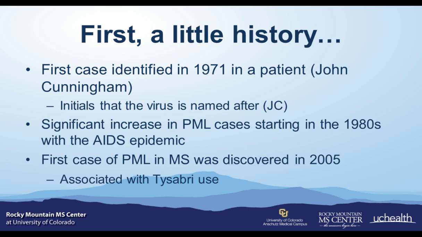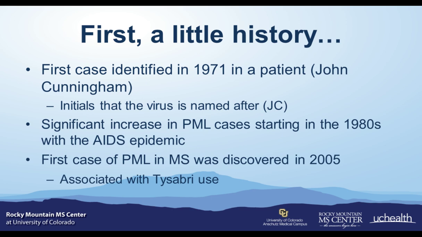First, it's helpful to get a little bit of history about how the JC virus came about. We were seeing cases of patients that would have symptoms of demyelination ranging back to the 40s, but it wasn't until 1971 that they were able to identify what the virus was that was causing these symptoms. That was identified in a patient named John Cunningham, and that's what the virus is named after, so that's why it's called the JC virus.